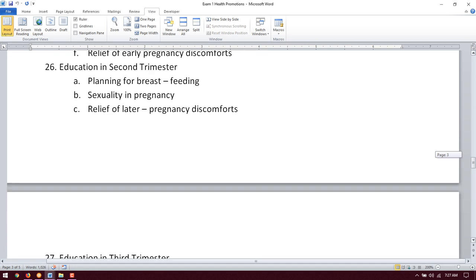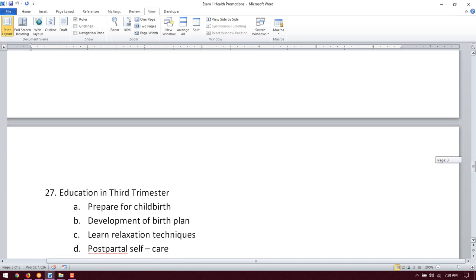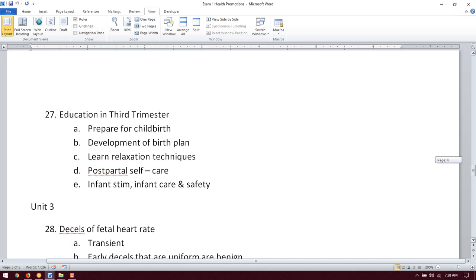In the second trimester, the big thing is if they're planning to breastfeed, getting them some information on that. Again, later pregnancy discomfort. And a good one to touch on during second trimester is sexuality during pregnancy, just because that's a really common fear of dads, that they're going to hurt the baby when they're having sex.